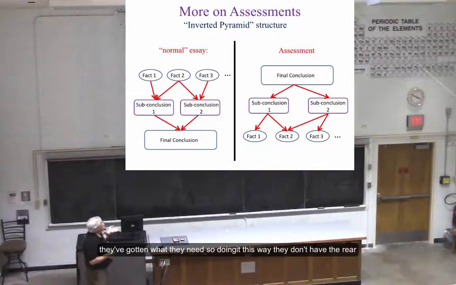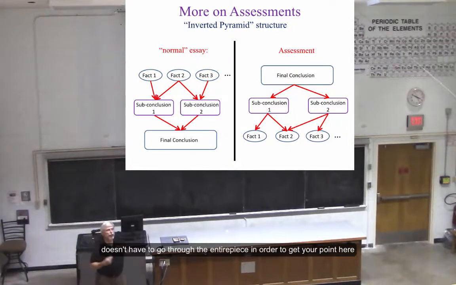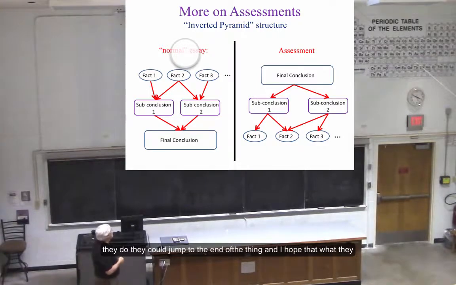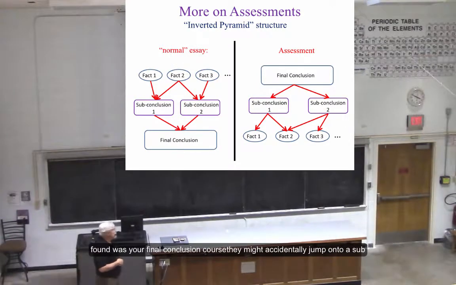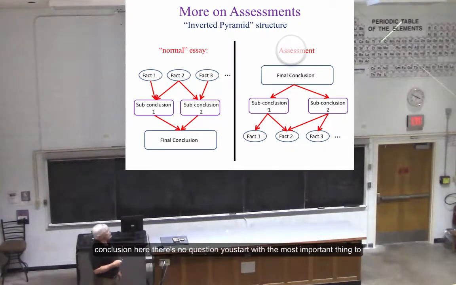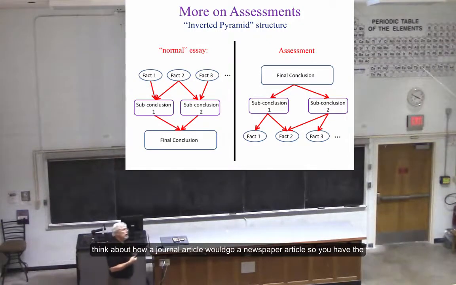So doing it this way, the reader doesn't have to go through the entire piece in order to get your point. With the normal essay, they could jump to the end and hope that what they found was your final conclusion. Of course, they might accidentally jump onto a sub-conclusion. Here, there's no question. You start with the most important thing. Think about how a journal article would go, a newspaper article.